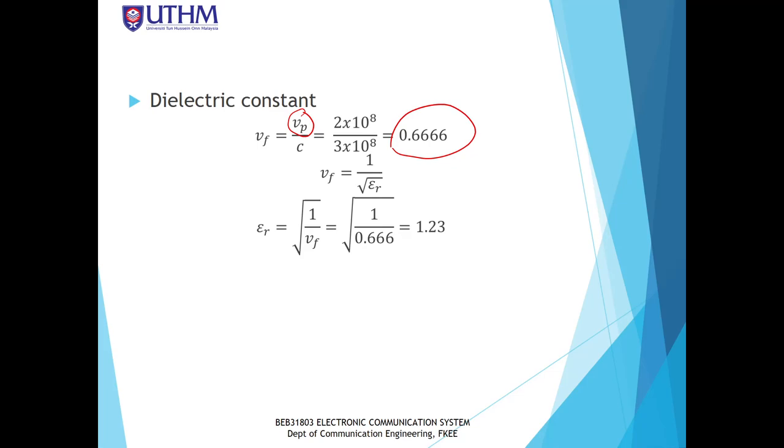Okay, and from here, this is VF. So VF is equal to 1 over square root of epsilon r, because we want to find epsilon r. So epsilon r is equal to square root of 1 over VF. So 1 over 0.666. So therefore, epsilon r is equal to 1.23. No unit. Tidak ada unit. Okay. Dia adalah merujuk kepada dielectric constant parameter. The specific dielectric constant depends on the material actually, but we can also find it using VF.